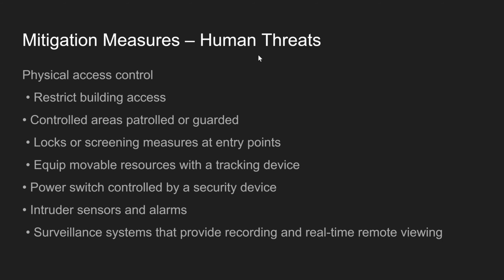Mitigation measures for human threats: physical access control, which restricts building access. Control areas are patrolled or guarded, with locks or screening measures at entry points. Equip moving resources with a tracking device, power switch controls by a security device, intruder sensors and alarms, and surveillance systems that provide recording and real-time remote viewing.